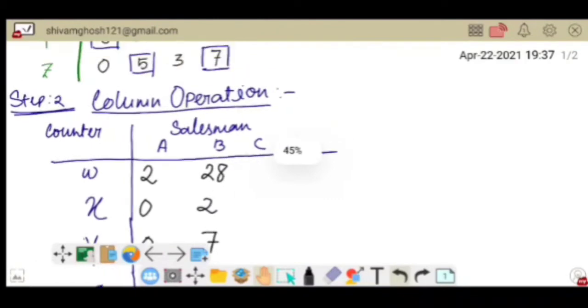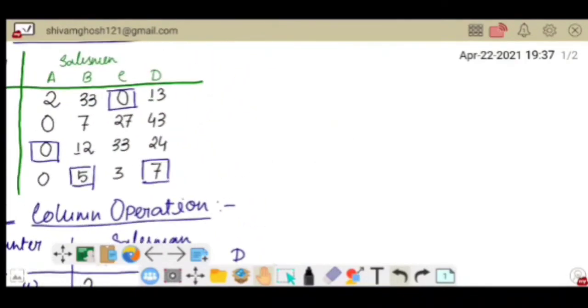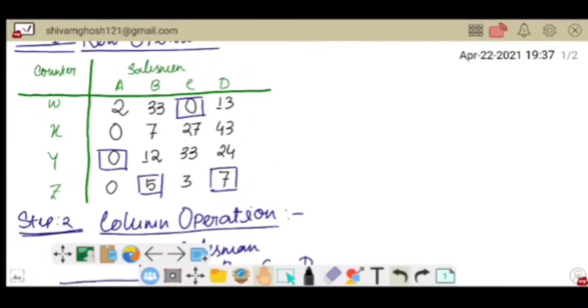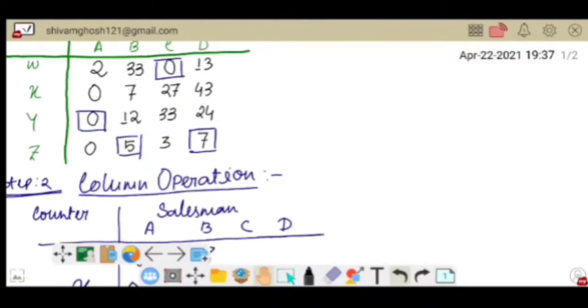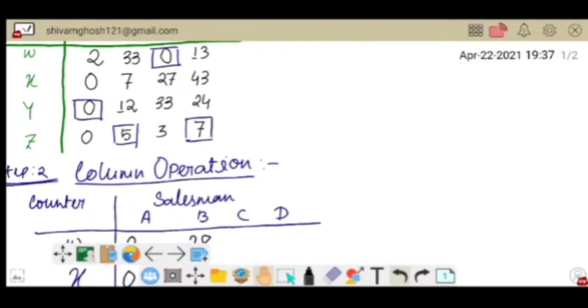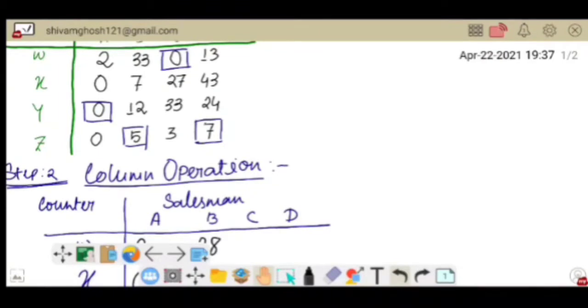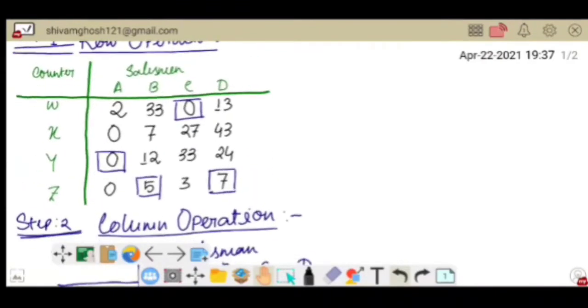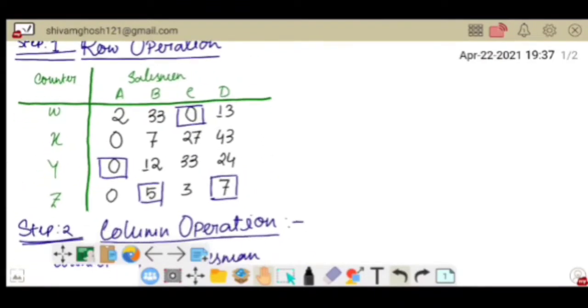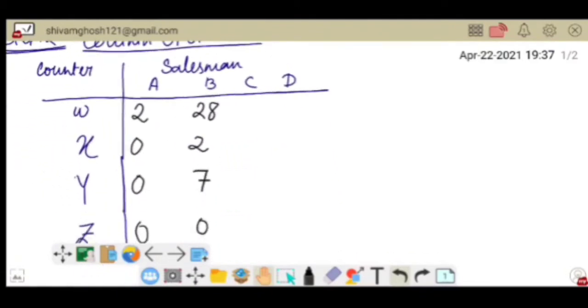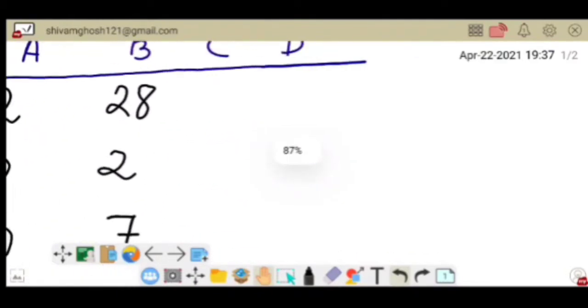In the next column the minimum element is 0, so all the other elements will remain the same, because if you deduct 0 from any element, the element never changes. Like in step 1, it is 0, 27, 33 and 3. So we'll write it down here: 0, 27, 33 and 3.